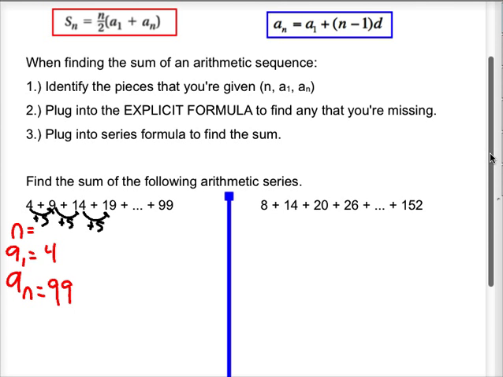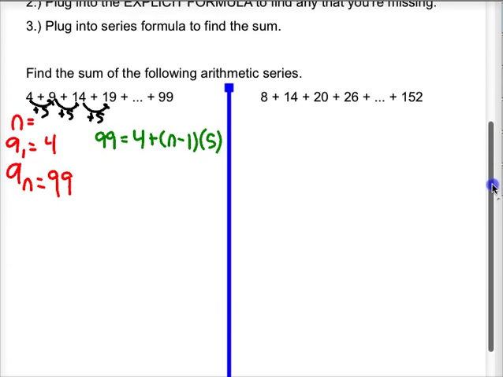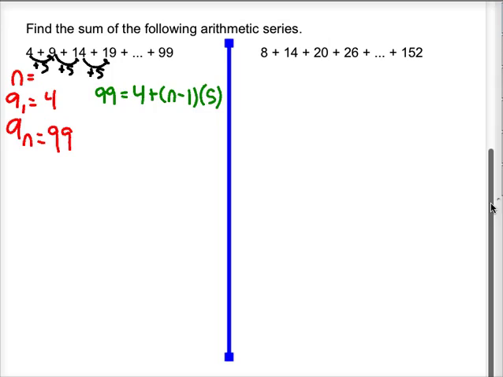So by knowing that, now I can use my explicit formula and I'm going to find n. The way I'm going to do that is I'm going to put in my future term. I know my first term. I'm looking for n, but I know that d is 5. So again, just plugging it into the explicit formula. That's always my go-to place whenever I'm missing information.